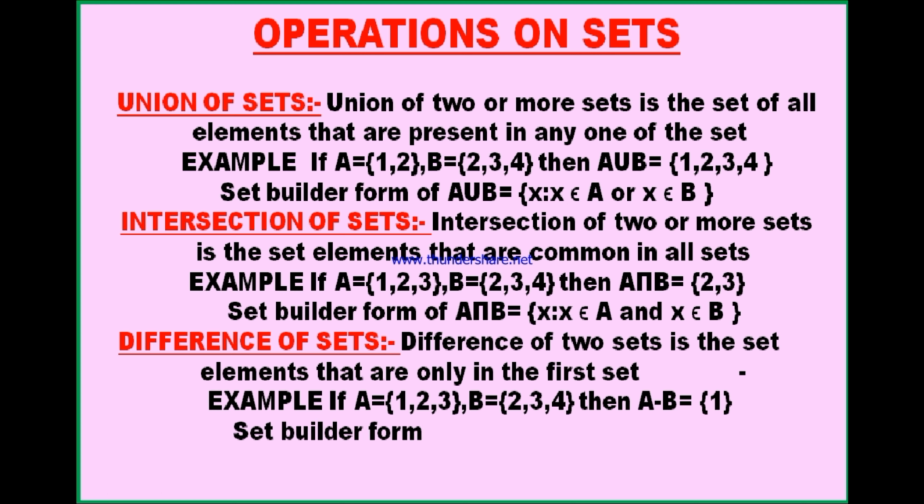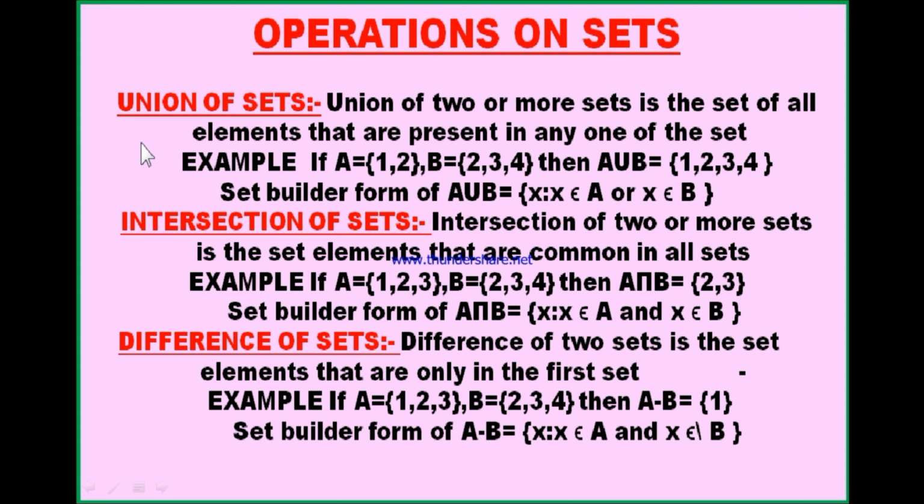Now the set builder form of A minus B is X such that X belongs to A and X does not belong to B. The set builder form of A minus B is equal to X such that X belongs to the first set A and X does not belong to the second set B. If an element is present in the first set and it does not belong to the second set, then that element should be in A minus B. This is the set builder form of A minus B.